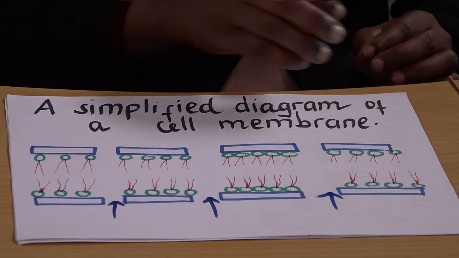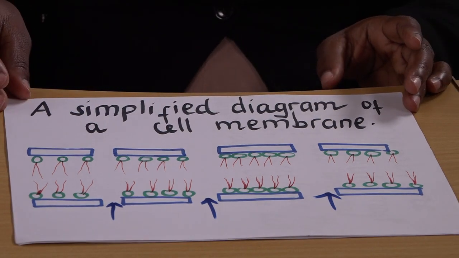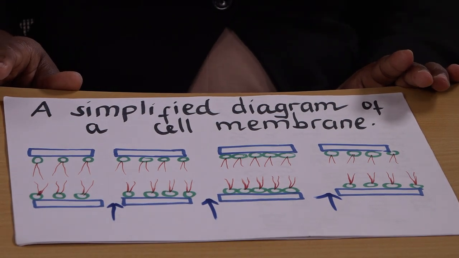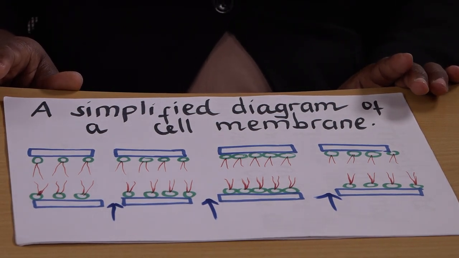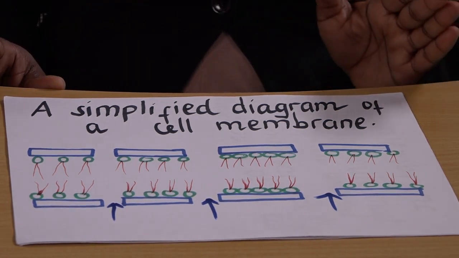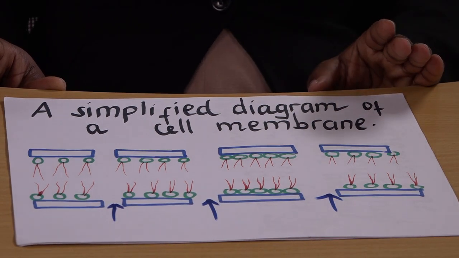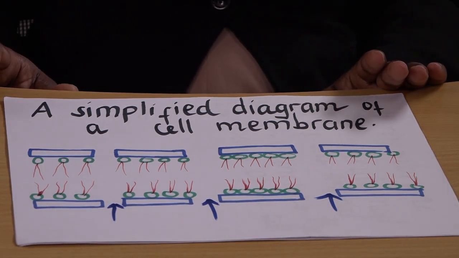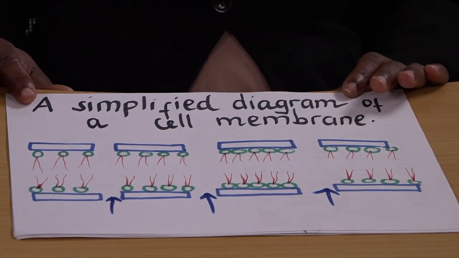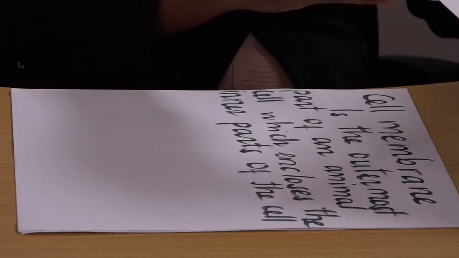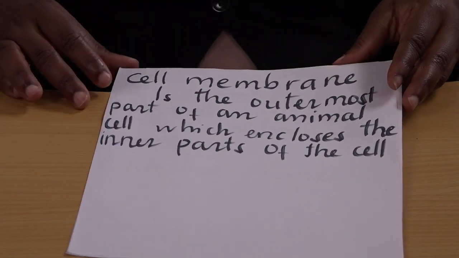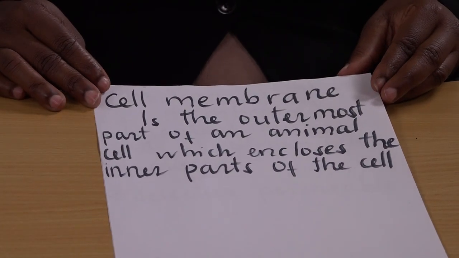Now the question is, what criteria does the cell use to select materials to pass through? The materials that are allowed to pass through are, most of them, small molecules. Those which are rejected from passing through the cell membrane are charged ions and some other harmful materials that might harm the cell. I hope now you are in a good position to create your own definition of what the cell membrane is.